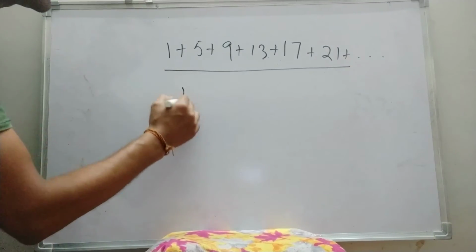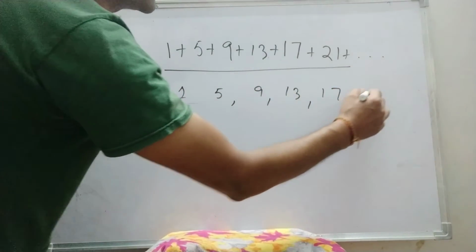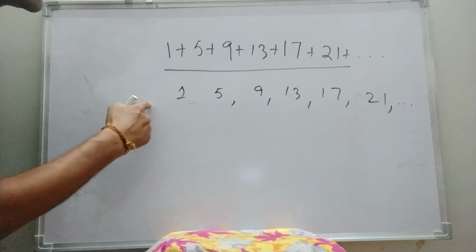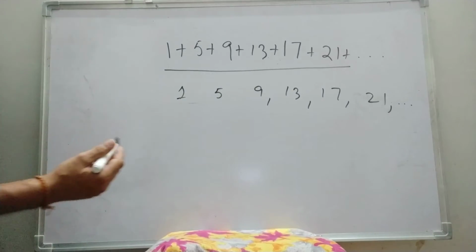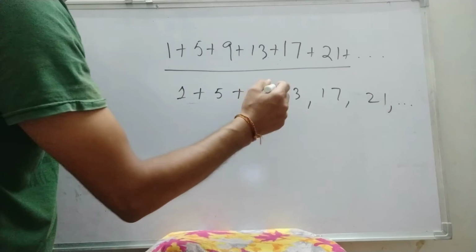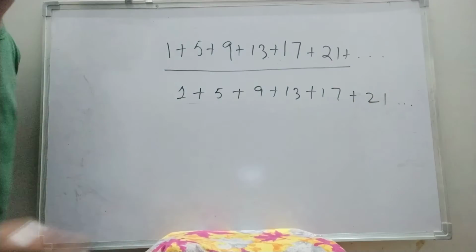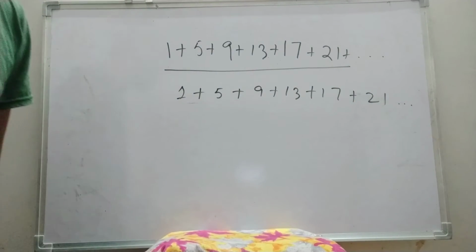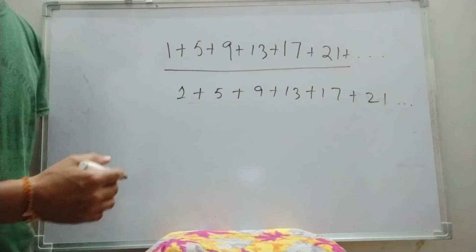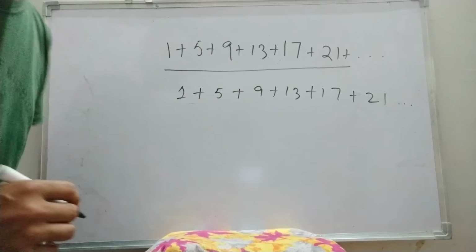So here it was 1, 5, 9, then 13, then 17, then 21 and so on. But students, if this is the sequence, and you write this sequence with the addition sign, this is said to be a series. So students, if somebody asks you what is a sequence, the sequence means the arrangement of numbers in a definite rule, and the series means the sum of the arranged numbers in a definite rule.